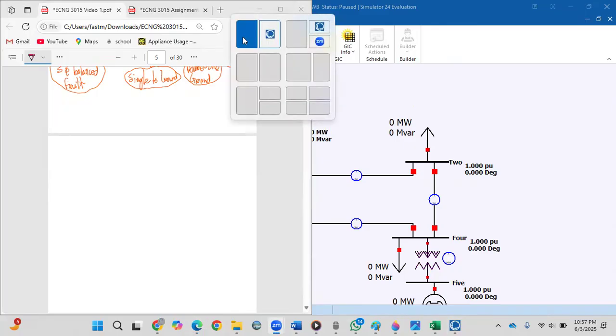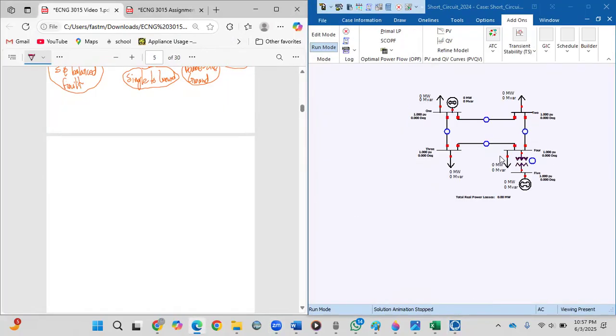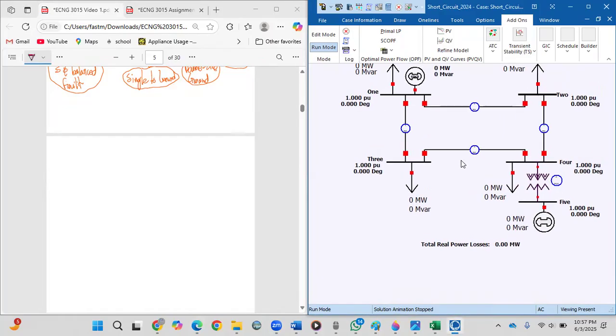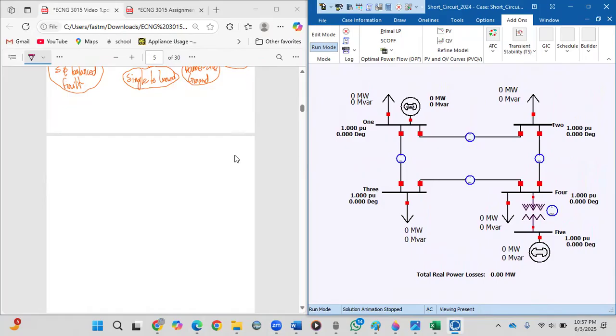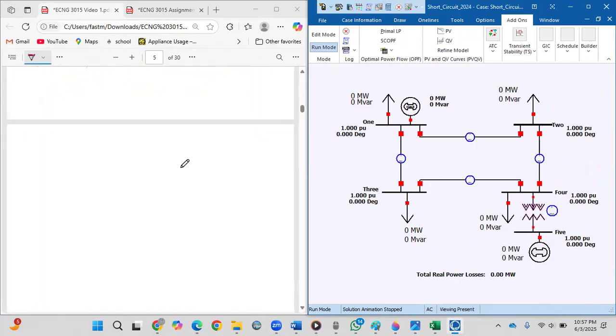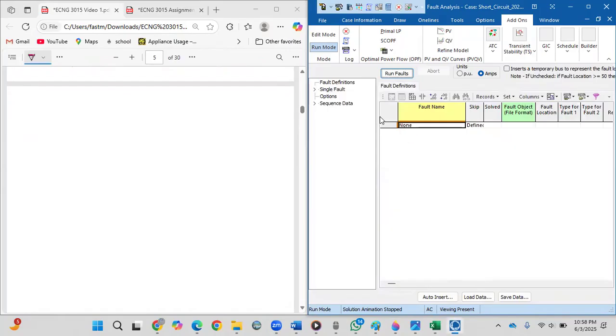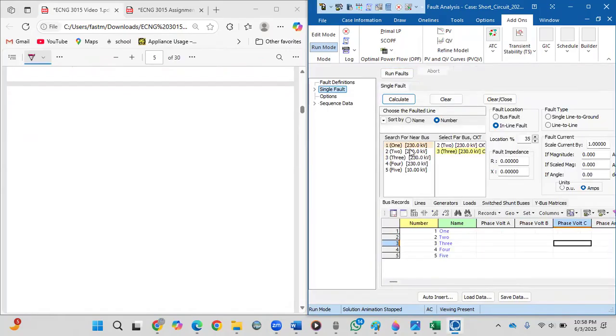So you want to run the actual calculations for faults so we can compare the values and see how this works in actuality. You want to compare our calculated value with the value we get in PowerBoost. So let's do our faults, single faults, bus faults.